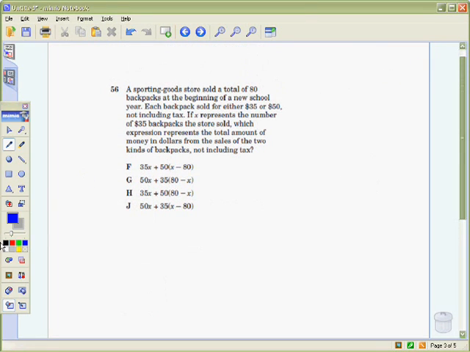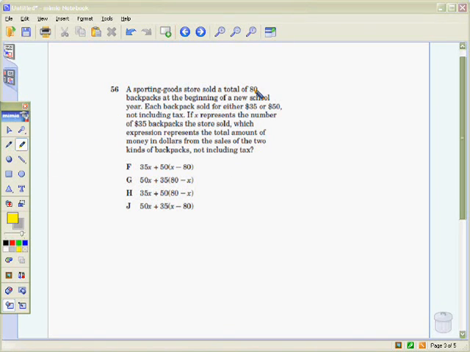Number 56. A sporting goods store sold a total of 80 backpacks at the beginning of a new school year. Each backpack sold for either $35 or $50, not including tax. If X represents the number of $35 backpacks the store sold, which expression represents the total amount of money in dollars from the sales of the two kinds of backpacks, not including tax?